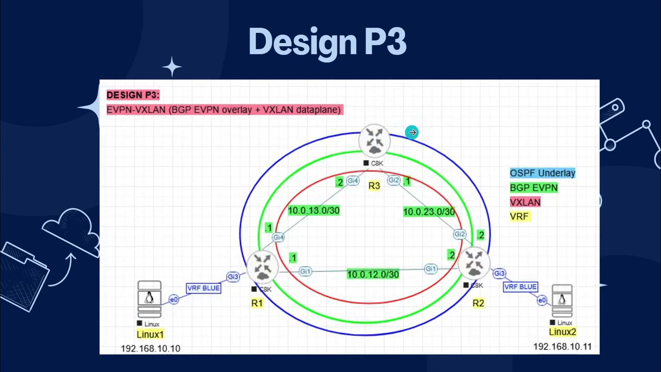And the last one is the VXLAN design. VXLAN lets us extend our layer 2 networks across geographical distances. So even though we are separated by distance, we can have a virtual switch, like between R1 and R2, even though they are in different locations, they can share one subnet ID. The network uses OSPF as the underlay and BGP VPN, and the top layer is VXLAN.